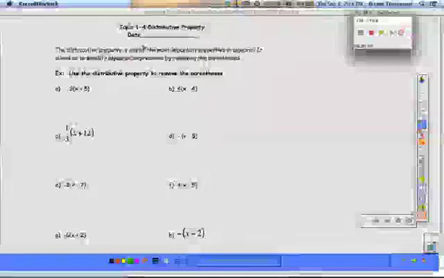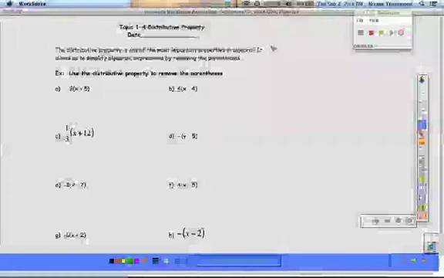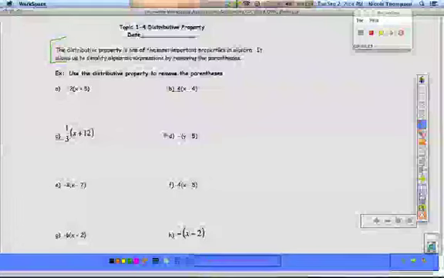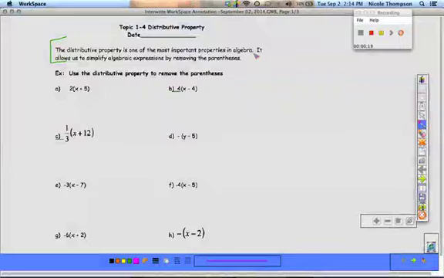Okay, today's lesson, topic 1.4, is on the distributive property. If you'll take a look, the distributive property is actually just another step in simplifying expressions. Up until now, we've done some evaluating and we've done some combining like terms, but now we're going to take it one step further and talk about how to distribute. So if you'll look, this says use the distributive property to remove parentheses.